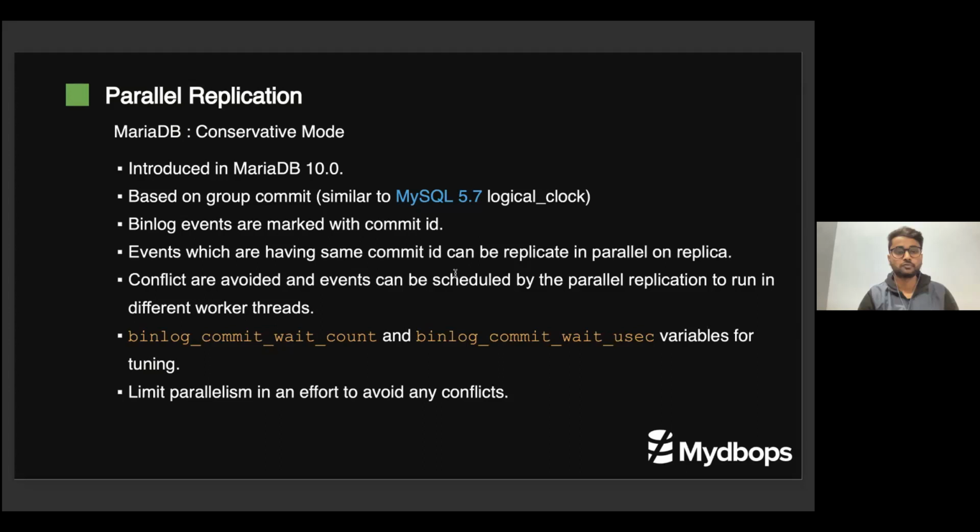And binlog_commit_wait_count and binlog_commit_wait_usec, where usec means microseconds, are the variables which we can consider for tuning on the master to have more effective group commit. binlog_commit_wait_count decides the number of transactions that we want in a single group, to have a delay in commit on the master. And binlog_commit_wait_usec decides the number of seconds, in microseconds, that we want to delay in committing the group of transactions.